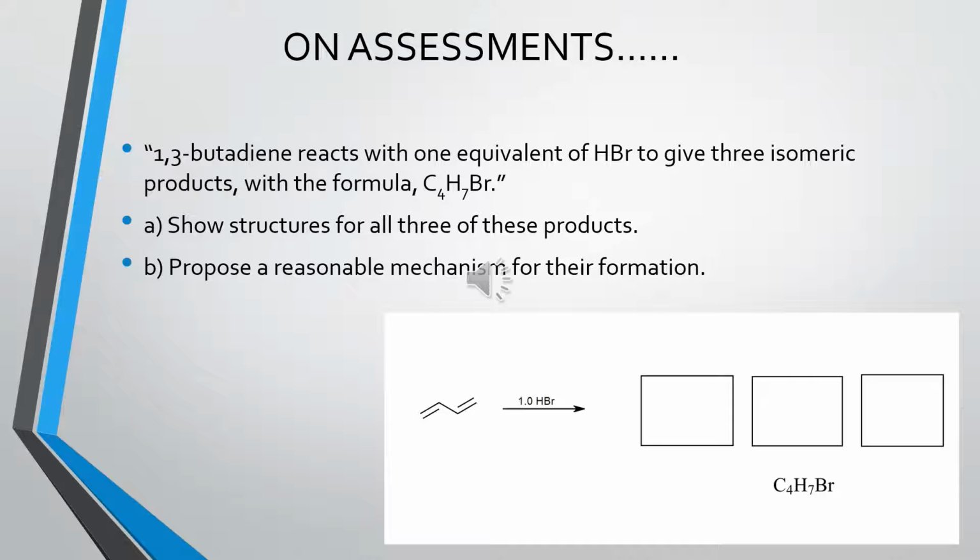And what we've done is we have converted the name of 1,3-butadiene to the structure, because you'll learn how to name compounds. We have put in the conditions, and we have spaces for 3 products, and we have the formula of each of those products. So now we need to scratch our heads and propose a reasonable reaction mechanism. Well, let's take a look at some possibilities.